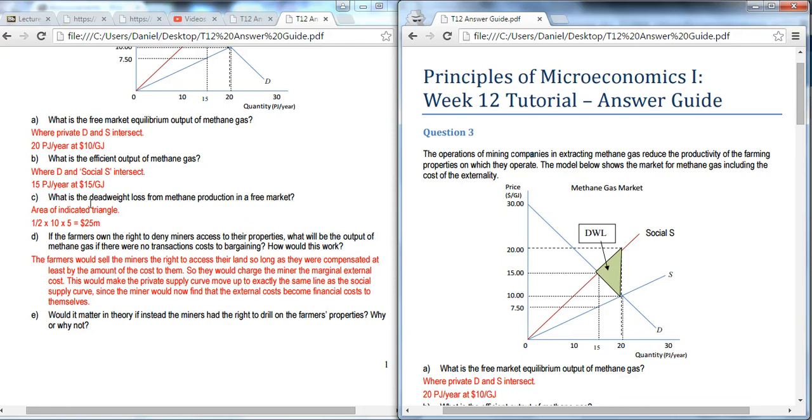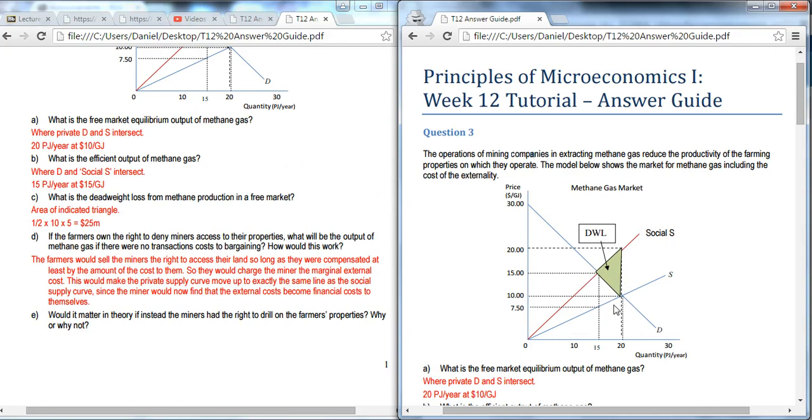Part C, what is the dead weight loss from methane production in a free market? Okay, well, how do we work that out? Well, we know if this is the social supply curve and this is the demand curve, it's easy if you can see the answer here, but how do you work it out?